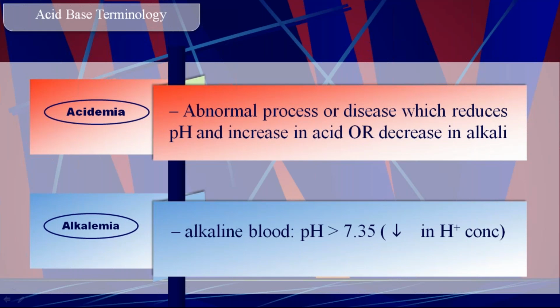These pH changes can happen either way. If you decrease the alkali, the pH changes to the negative side, and if you increase the acid, the pH also goes down. So either of them produces the same result. The only thing is that alkali reduction is a metabolic process, while acid increase is a respiratory process. The opposite is alkalemia. That means the blood is alkaline, above 7.35, either because of a decrease in hydrogen ion concentration or an increase in bicarbonate.